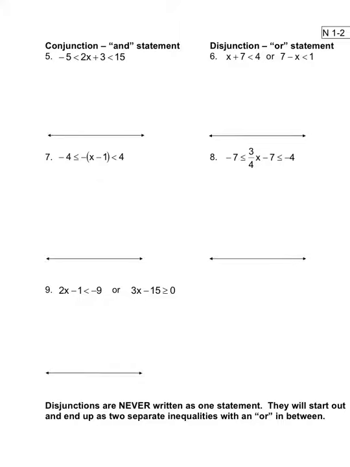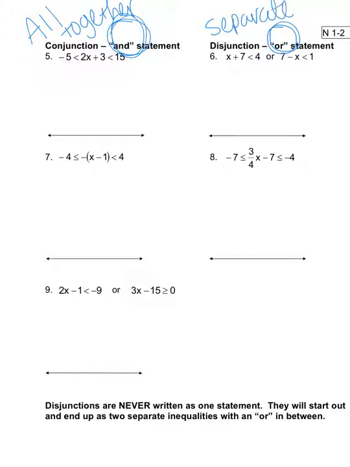Okay, so on the back, we're going to have still some inequalities, but they look a little different than the front, okay? Sometimes you'll have conjunctions and disjunctions, which are types of inequalities. A conjunction, it says, is an and statement, which means all together. A disjunction is an or statement, which means it will be separate. So it'll be separated by an or in between. So and is all together, or is separate.